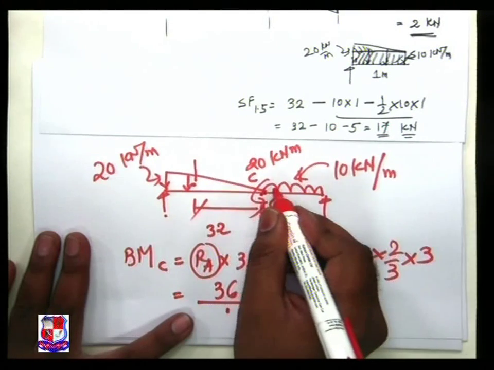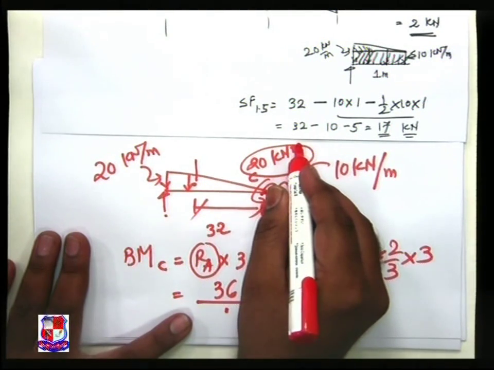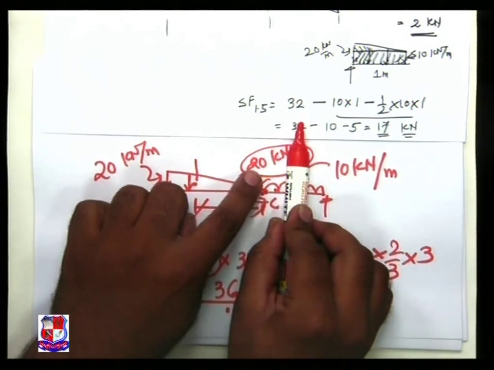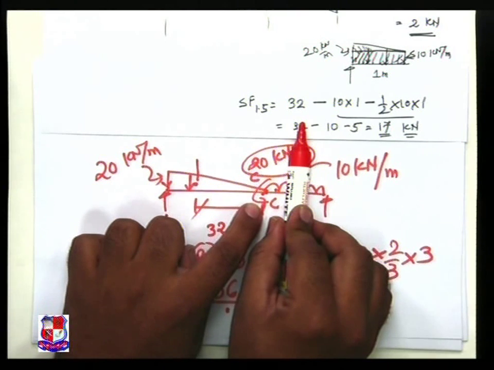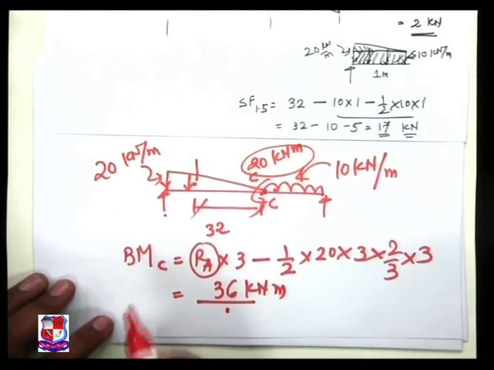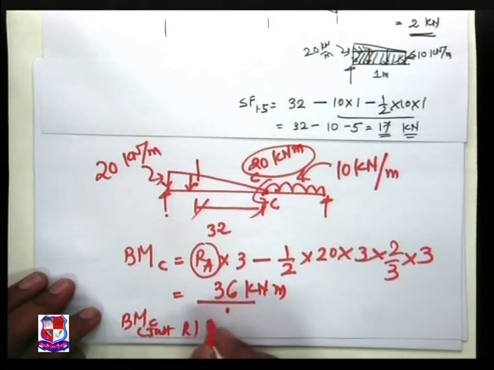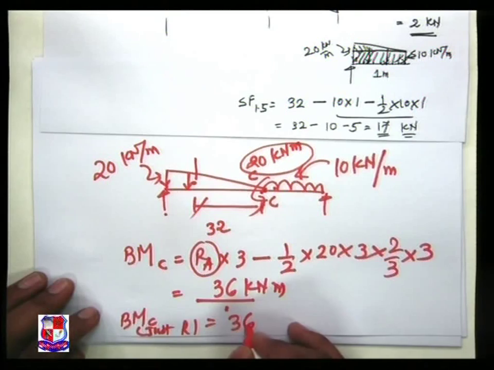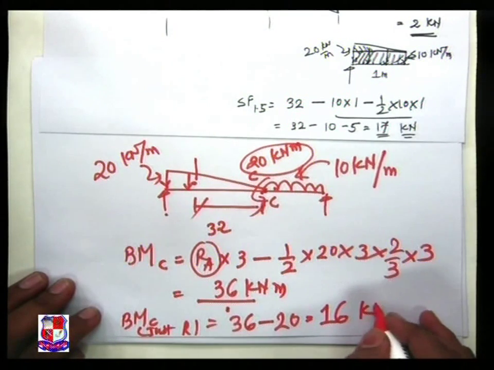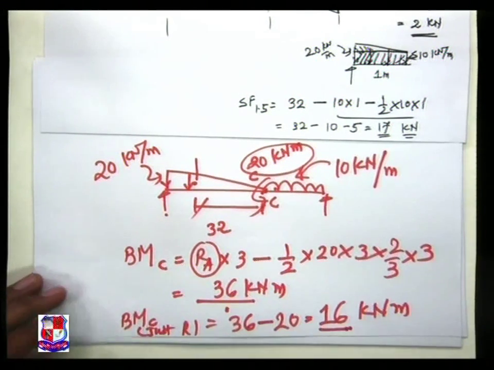If I go just right of C, I have to use the value of 20. And the important thing is, if I take a section left, anticlockwise moment creates hogging nature, that is a minus sign. So bending moment at C just right is equal to 36 minus 20 is equal to 16 kilonewton into meter. This variation we can obtain. See the figure over here.